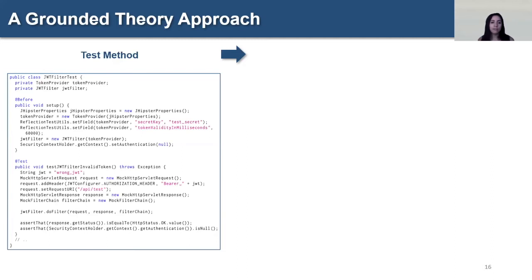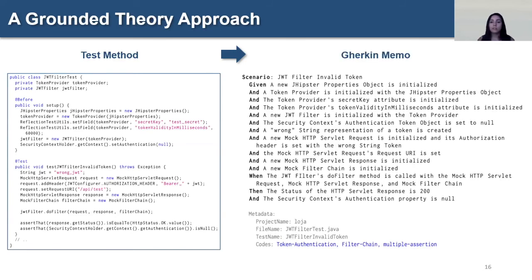So for example, we have a test method here, testing JWT filter invalid token. It's the name of the test. We also have the setup and all of the declarations. So we turn this into the following Gherkin memo. The scenario is the name of the test. The given keyword shows the preconditions. The when keyword shows the action. And the then keyword shows the expected outcome. And all of those ands are supplementary steps and manipulations that happened in this rather complex test.